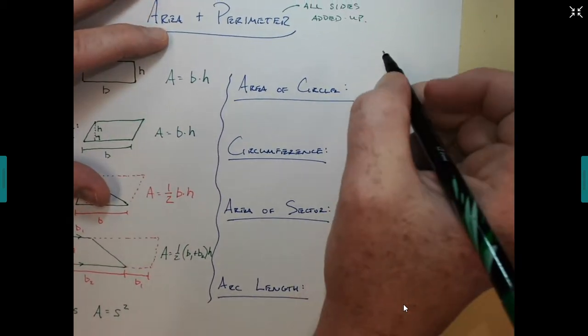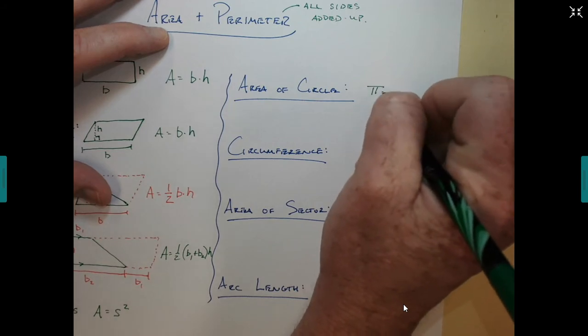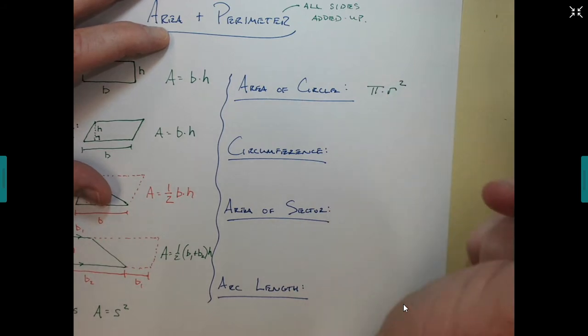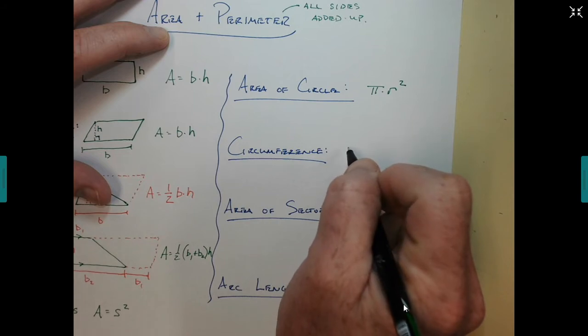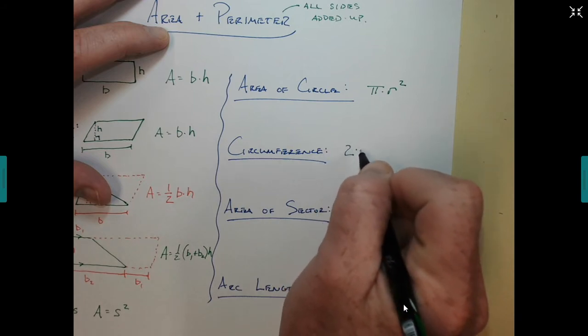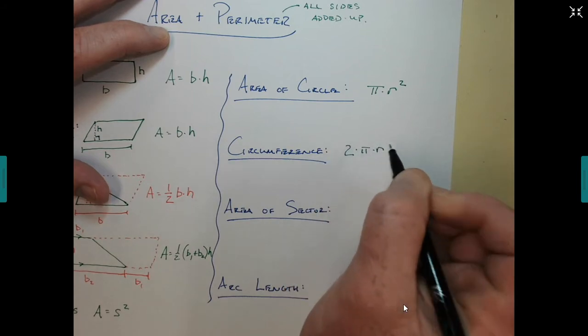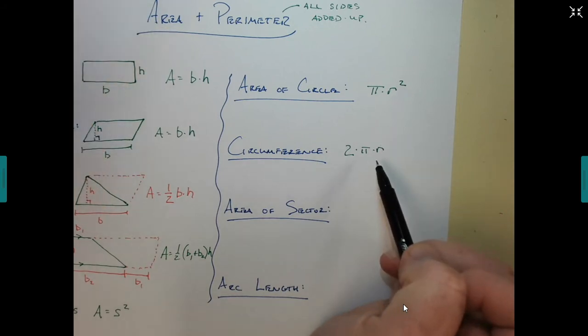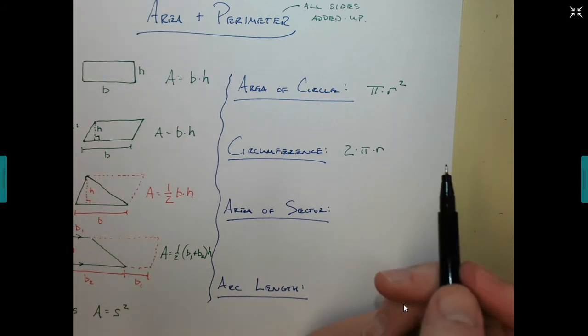Area of a circle is pi times the radius squared. Try not to get that confused with circumference, which was 2 times pi times radius. So it's the exact same items, just utilized differently.